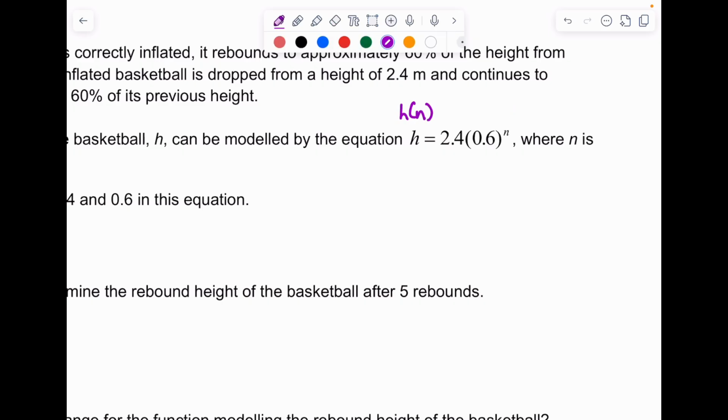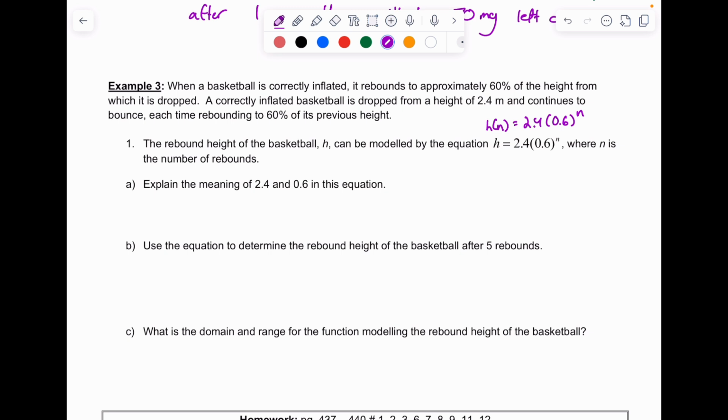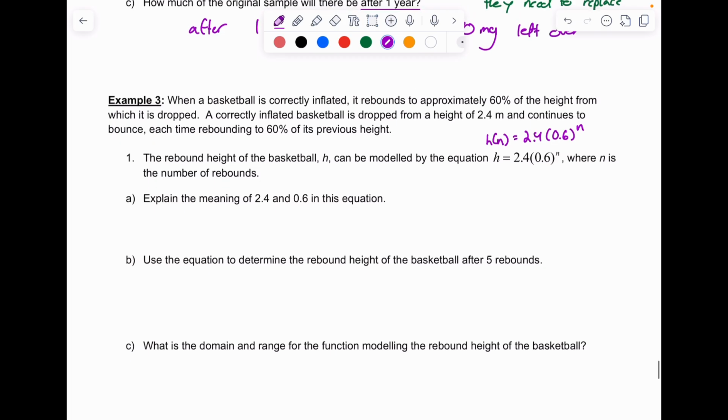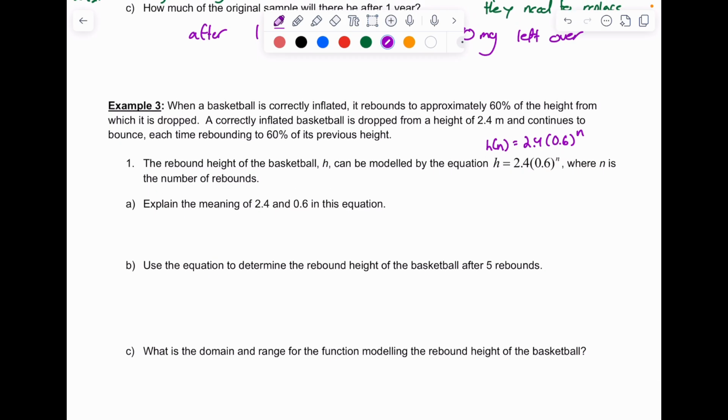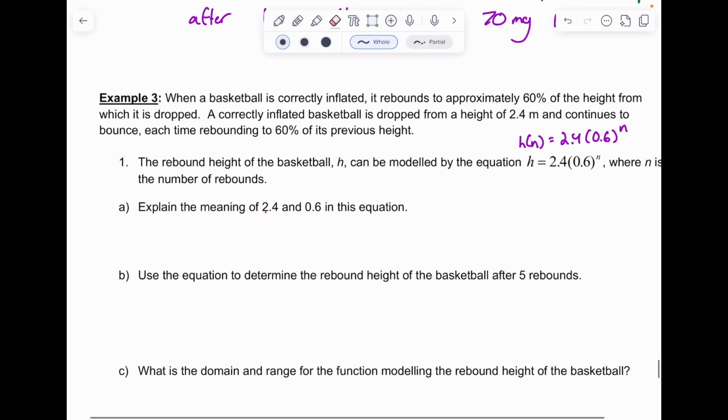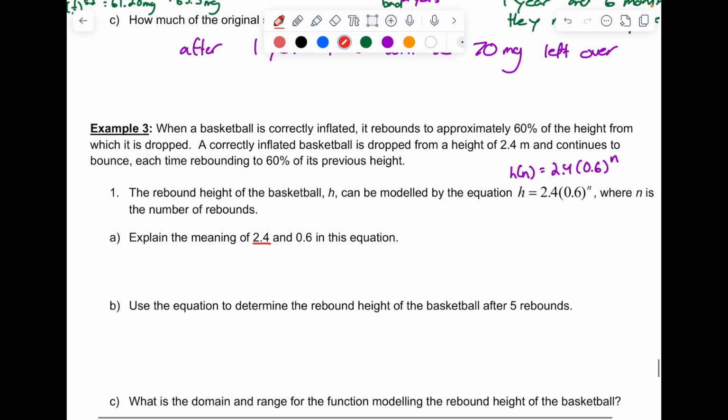So h of n is 2.4 times 0.6 to the power of n, where n is the number of rebounds. Explain the meaning of 2.4 and 0.6 in this equation. Okay, well, look where these numbers are coming from. Where did 2.4 and 0.6 come from when you read the question?